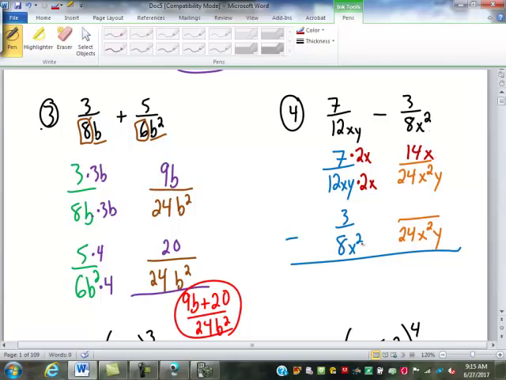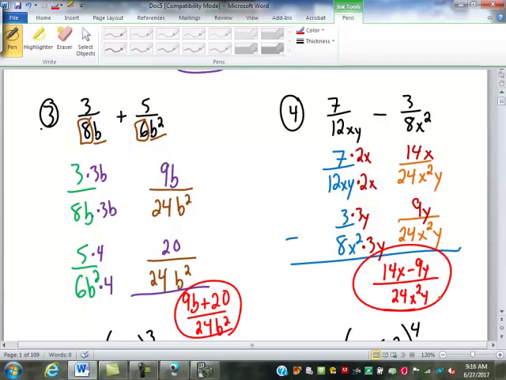On bottom, what do I multiply the 8 by to make 24? 3. What do I do to the x squared? Nothing, but I do need the y. You are correct, 3y. So I multiply the numerator by 3y. What is 3 times 3y? 3 times 3 makes 9, right? So 9y. And now we subtract: 14x minus 9y over the 24x squared y.